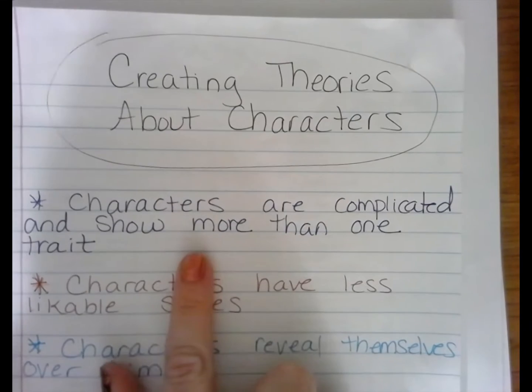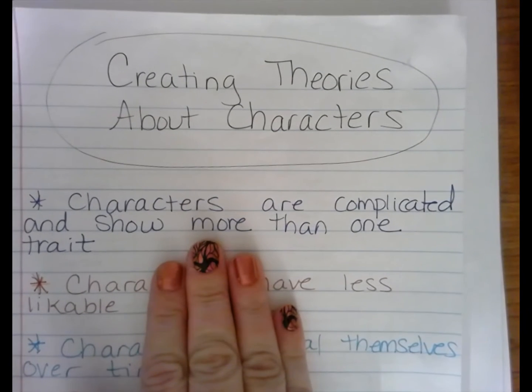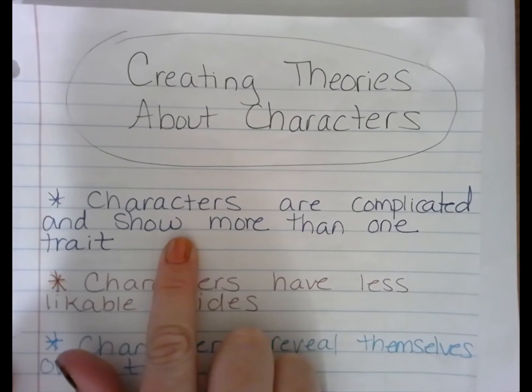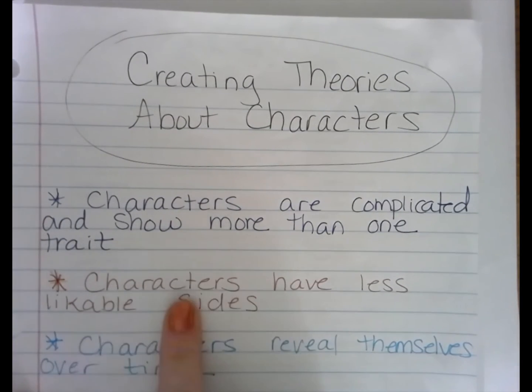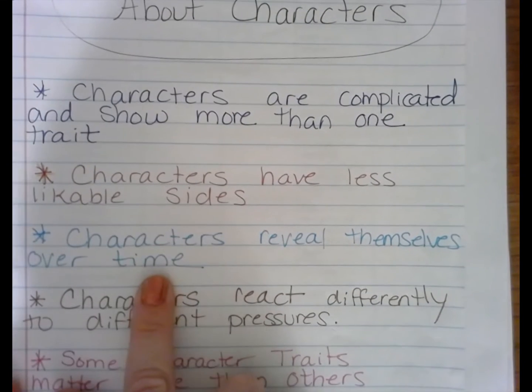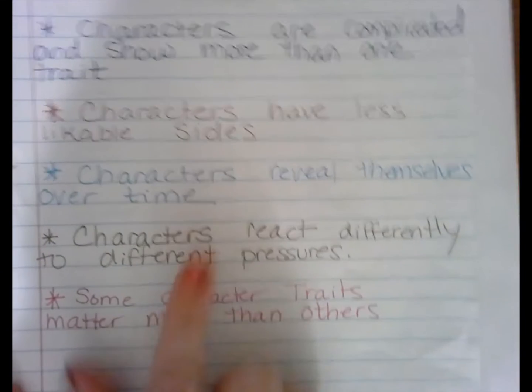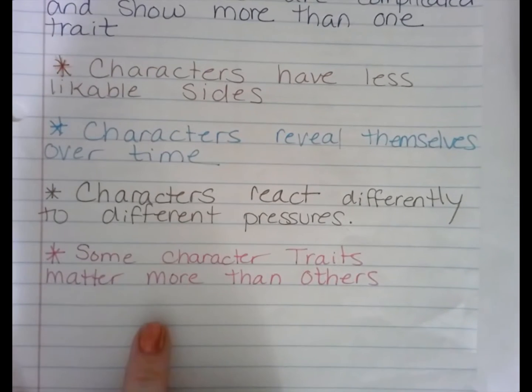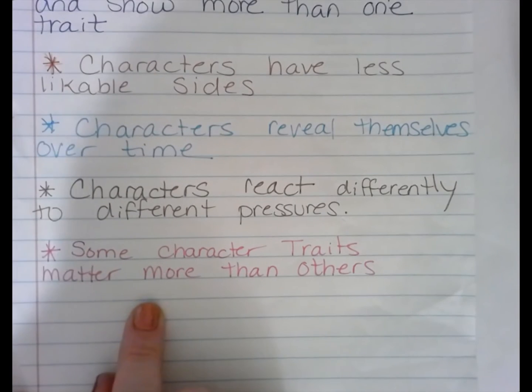So first we looked at, which I have Wing It On for my nails, they're supposed to be like butterflies. We have characters are complicated and show more than one trait. Characters have less likable sides. Characters reveal themselves over time. Characters react differently to different pressures. And some character traits matter more than others.